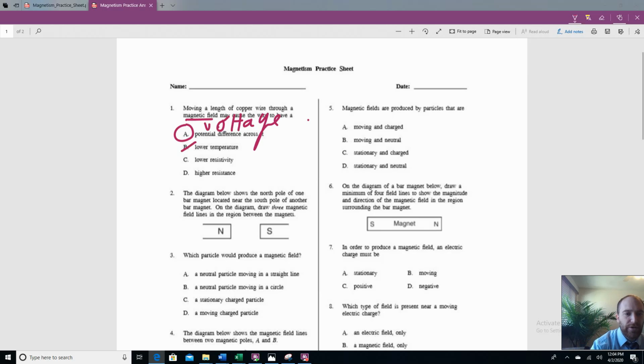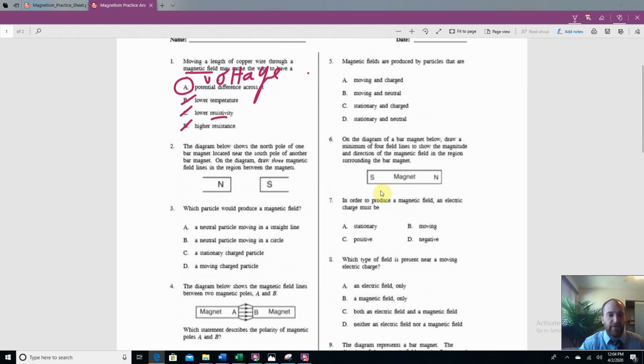Magnetism doesn't create temperature. Resistivity, you may remember, depends on the material, so it won't change the material, and it won't change the resistance because it's the same object. Changing resistance does not create electricity. So that's that one.